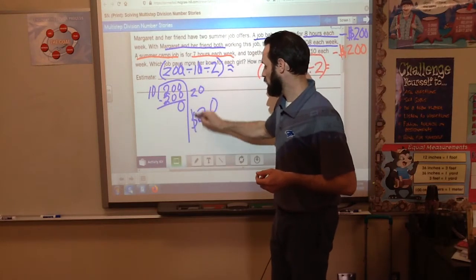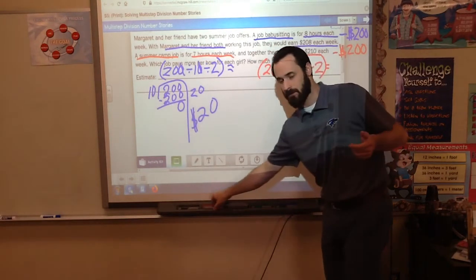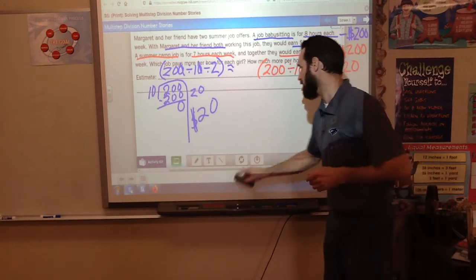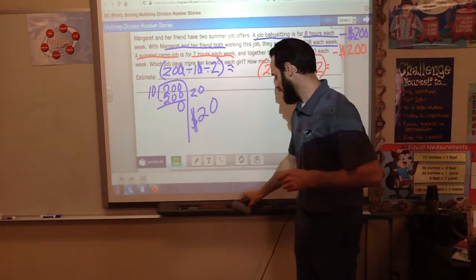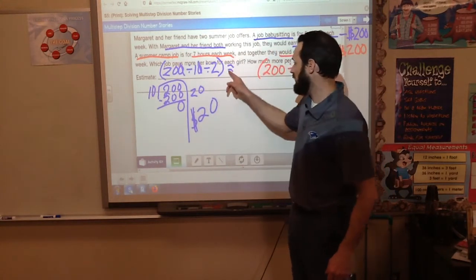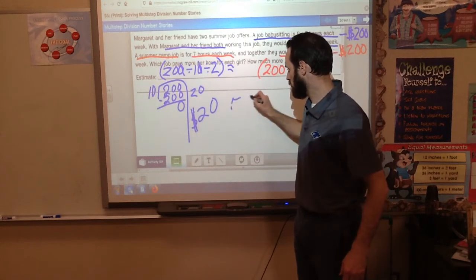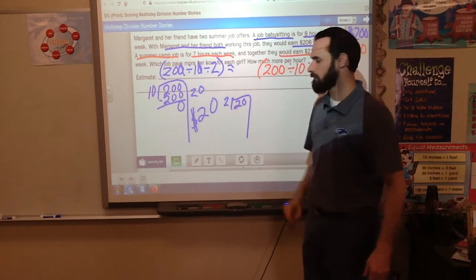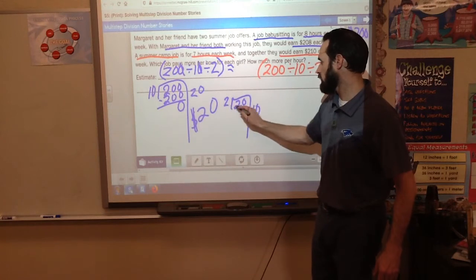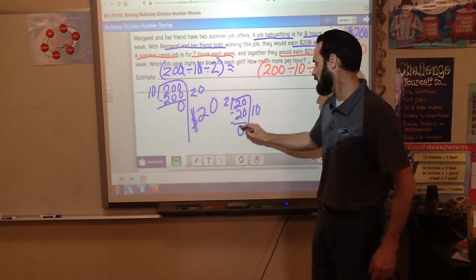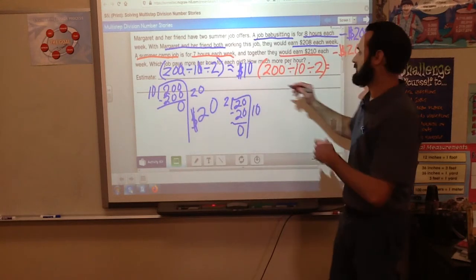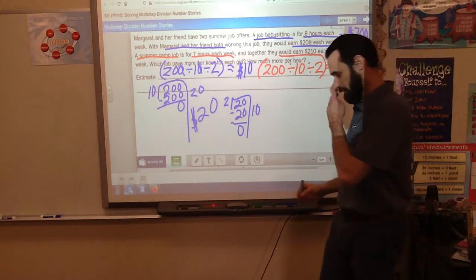It would make about $20 an hour. Oh, my bad, I forgot a step in there. That's just dividing by the 10. Now we have to take that 20 and divide it by 2. How many times can 2 go into 20? 10 times. 2 times 10 is 20. Subtract. So you'd end up with $10 here. Each girl would make $10 an hour, and over here they'd make about $10 an hour.